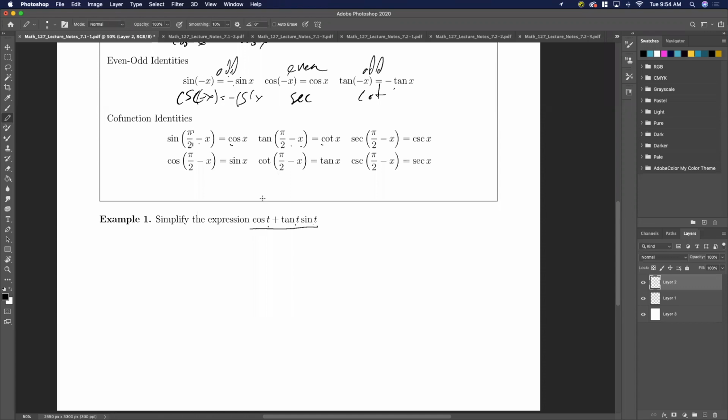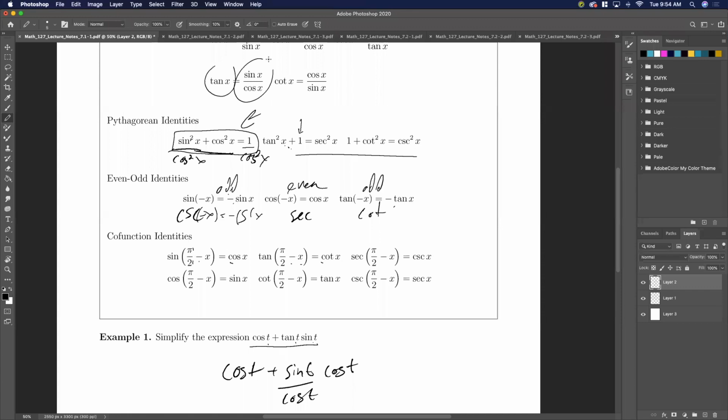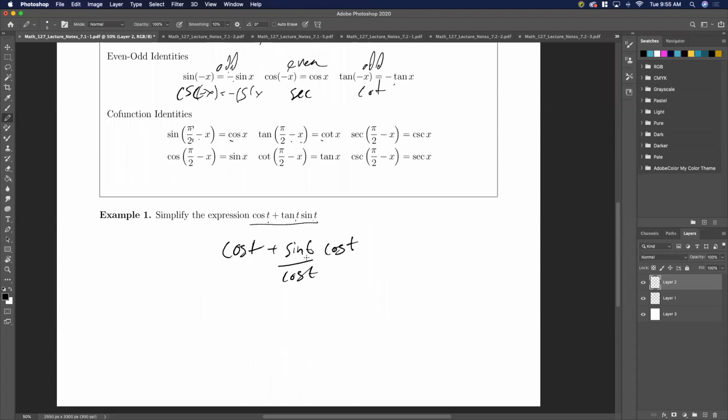So anyway, here, cosine of t. I'm going to write that down: cosine of t plus tangent, which I'm going to write as sine of t over cosine of t. Here I'm just applying this identity. Hold on, it should not be cosine of t over cosine of t. It should be sine of t over cosine of t.